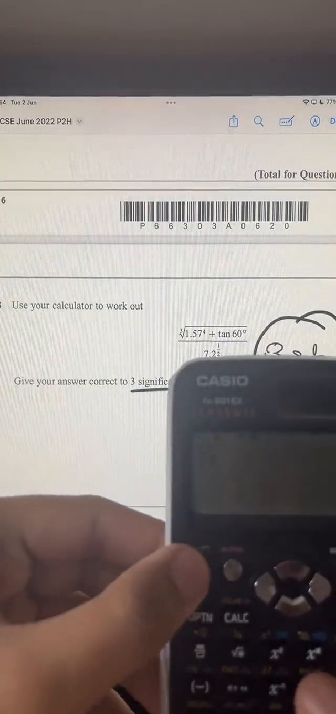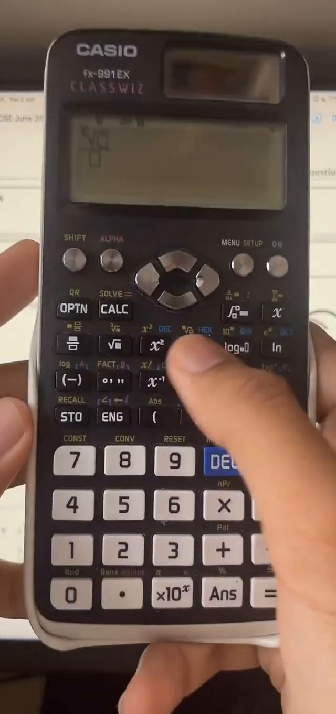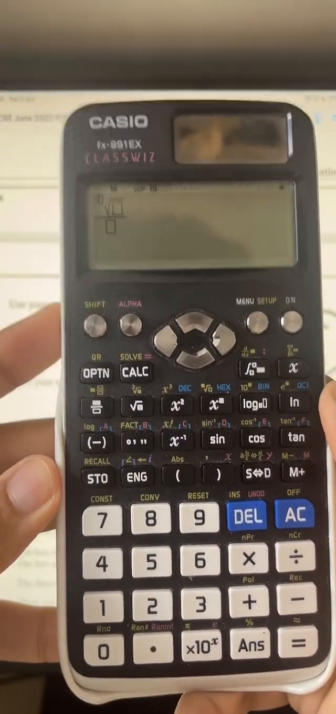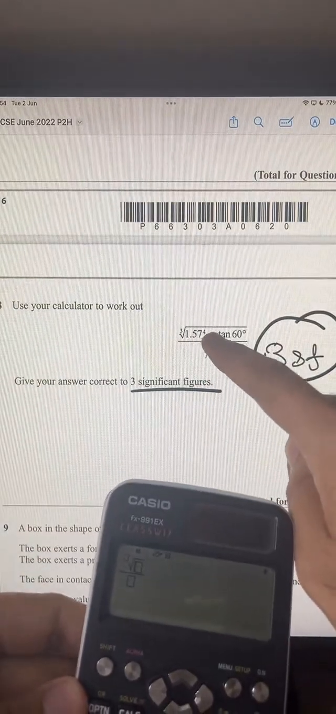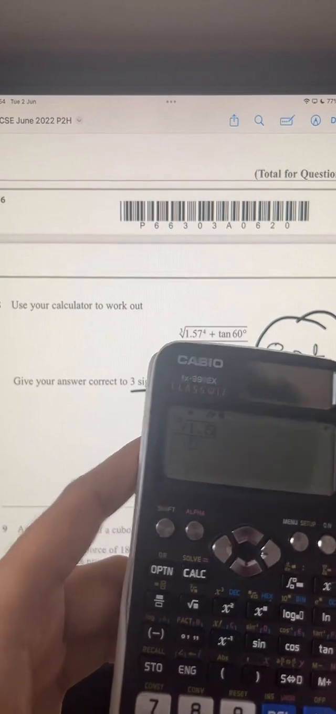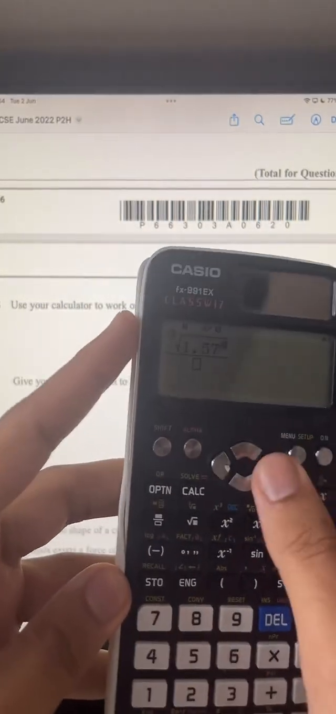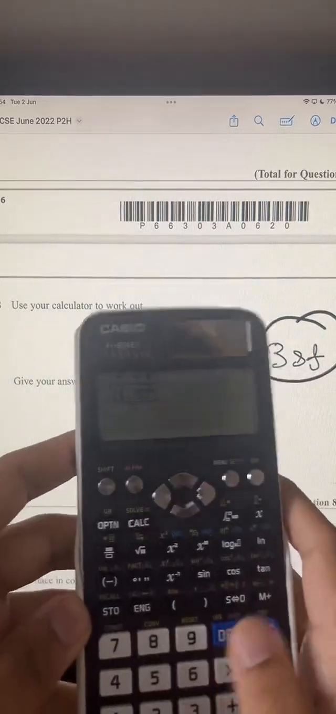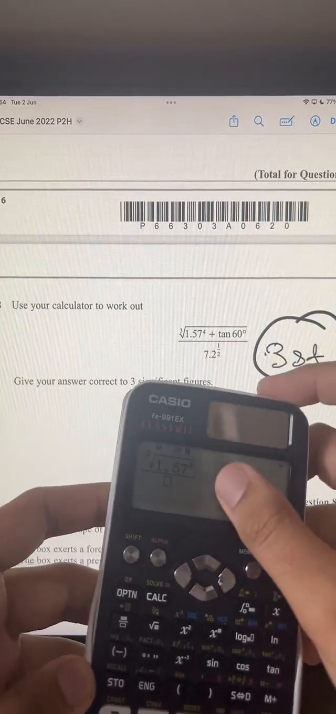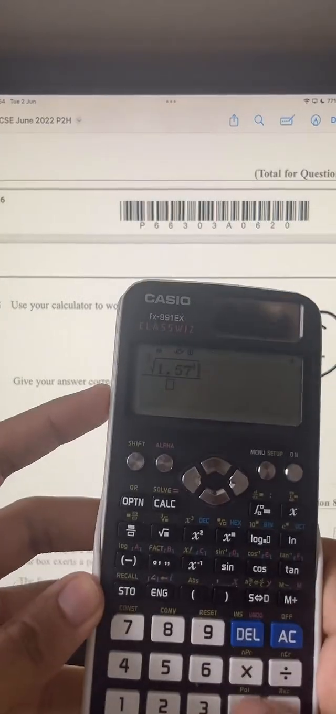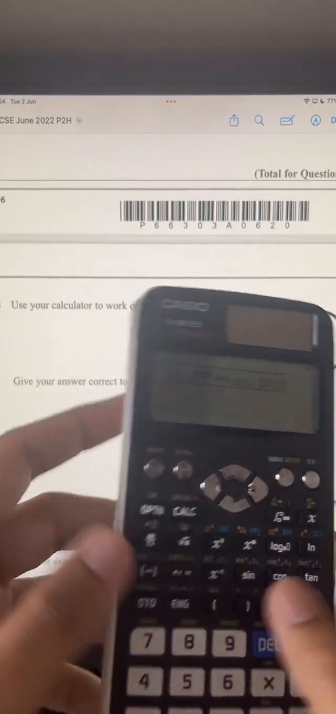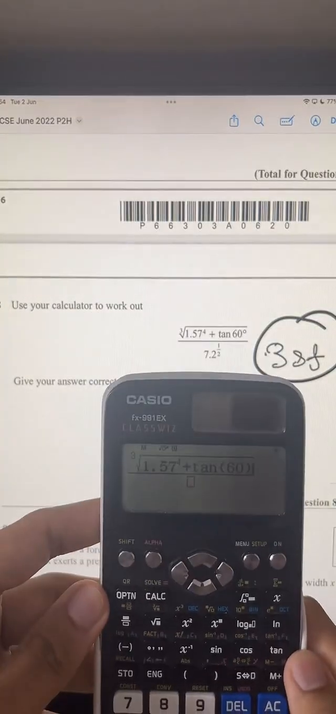So you go on to this button here, which has the little square over the root sign, and I put my 3 over there. And then in my root, I've got 1.57 to the power of 4. So 1.57 to the power of, using this simple, 4 plus tan 60, and it's in degrees. If your calculator is in radians, which it shouldn't be because GCSE doesn't have that, make sure you convert it to degrees. So far that matches.